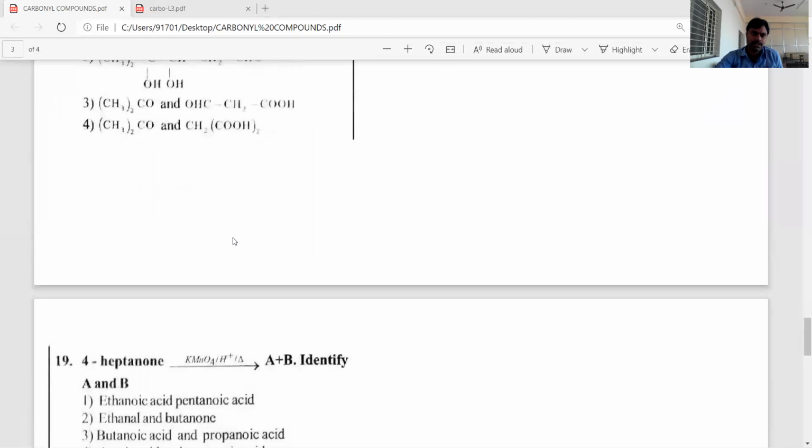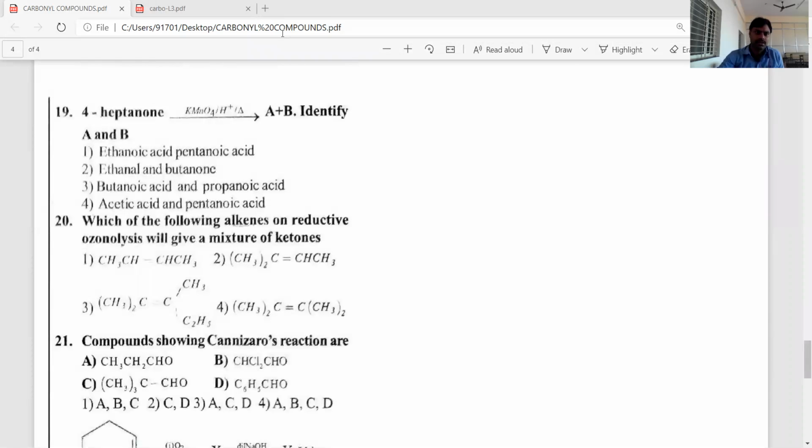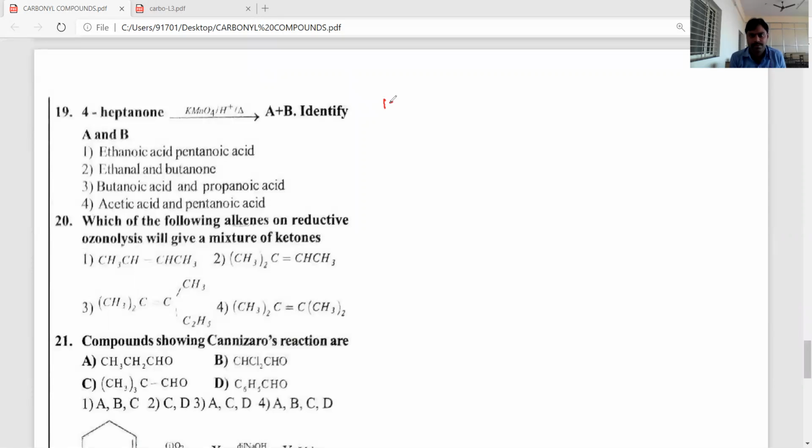Okay, let's see the 19th question. The Pfaff rule. According to the Pfaff rule, 4-heptanone means 7 carbon atoms: 1, 2, 3, 4, 5, 6, 7. So the double bond O, the carbonyl group, is present at the 4th carbon. Here we are doing oxidation.